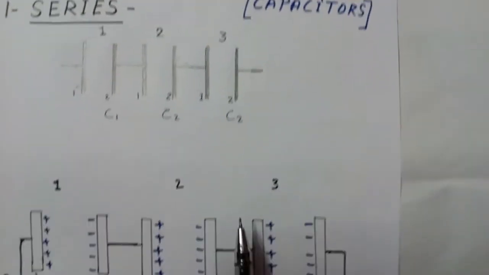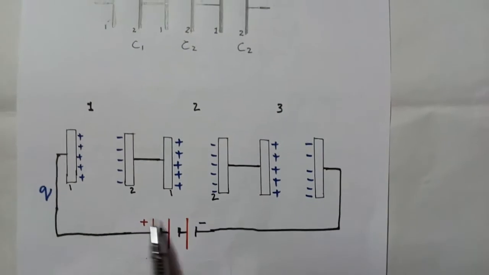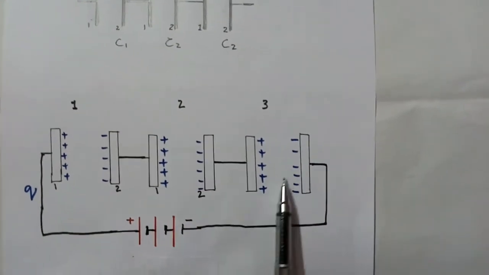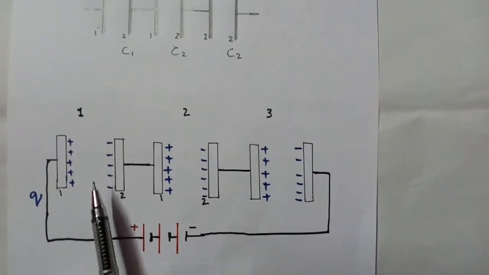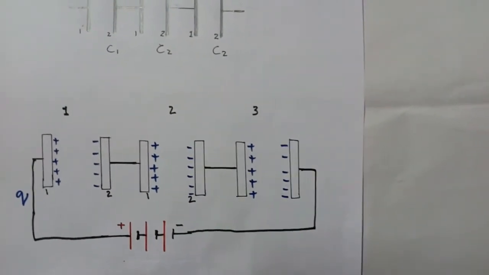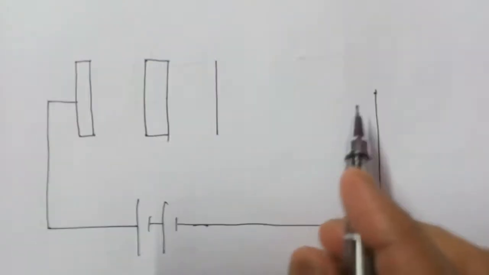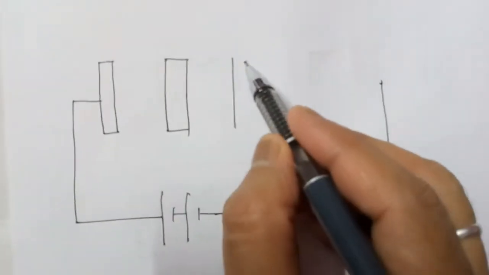Now when we connect this combination to a battery, then charge will distribute like this. On each capacitor, charge will be Q. Let us understand the charge distribution.